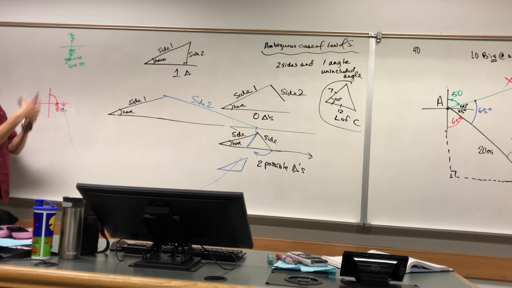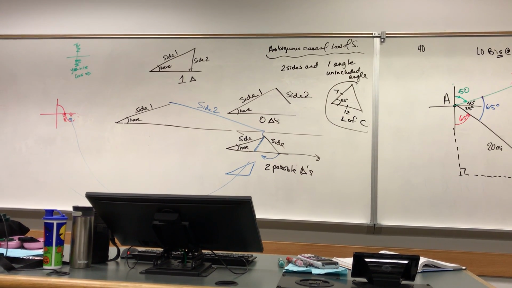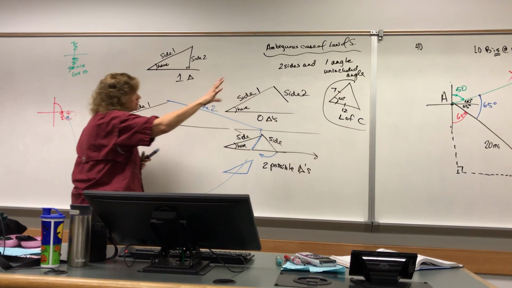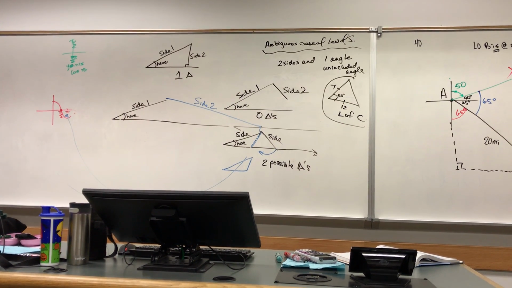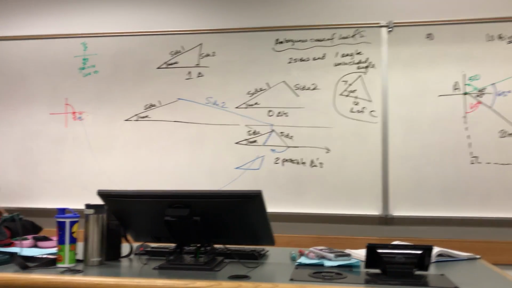So why is this happening? It's because of the information that's given, 2 sides and an unincluded angle. It all comes up in the algebra, but this is a visual of why this is happening. That's because of that. All right.